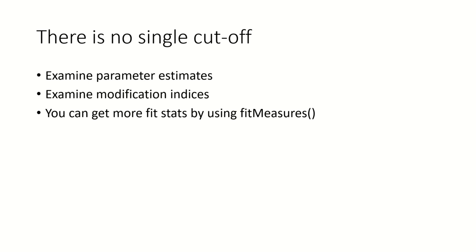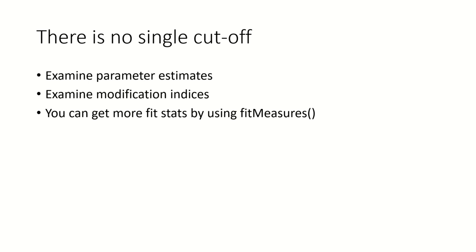The important thing to remember is there's no single cutoff, there's no single best fit indicator. So what you need to do is look at all your parameter estimates. Remember, a parameter estimate doesn't tell you whether your model fits well or not. But if your parameter estimate is really out of bounds, so we have a scale from 1 to 5 and our parameter estimates are like 200, it tells us something is going wrong here. So look at your parameter estimates and check whether they actually make sense.